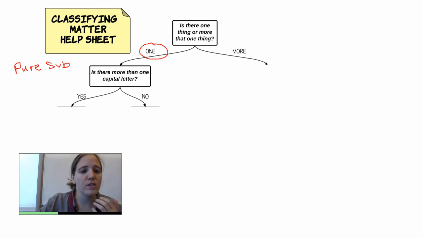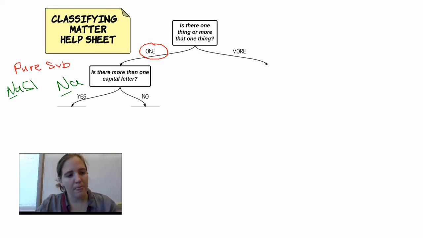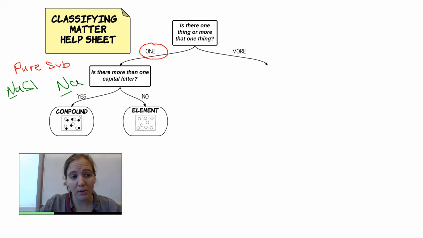Now we ask ourselves, is there more than one capital letter? If, say, on a test you see NaCl, it has 2 capital letters, so I would answer yes. Or if I just see Na, it has 1 capital letter, so I would answer no. If it has 2 capital letters, it means there's more than one element there, so it's a compound. In picture form, compounds look like dots squished together. And if there's only one letter, such as Na, then it's an element.